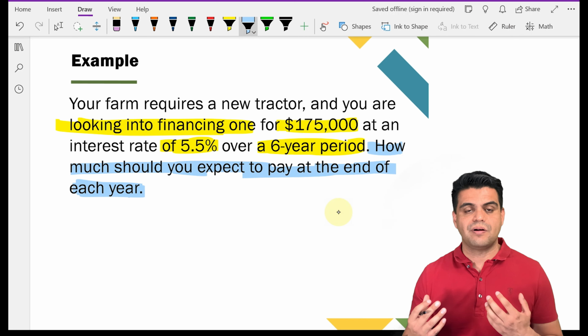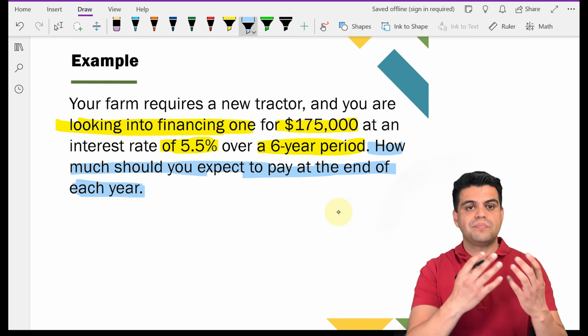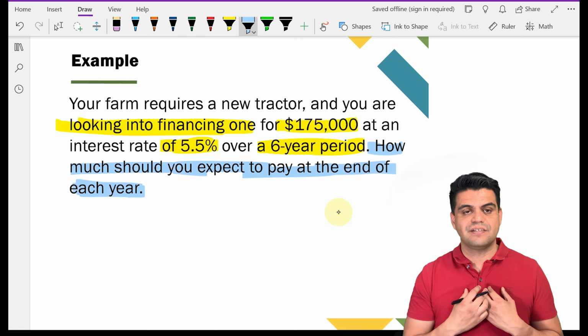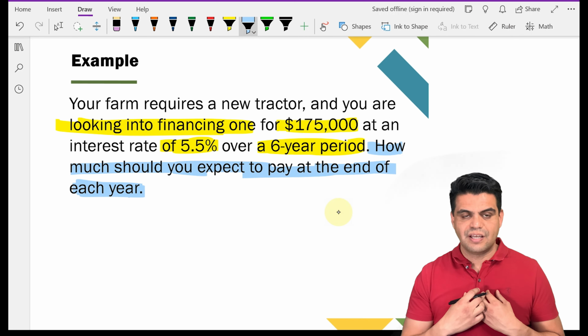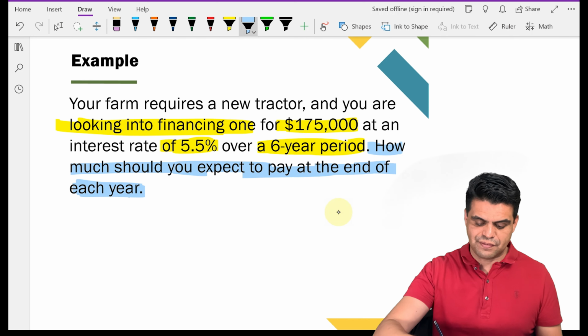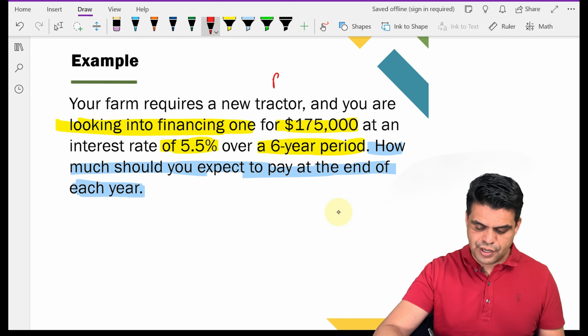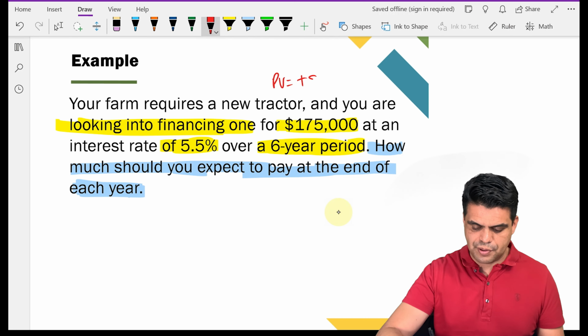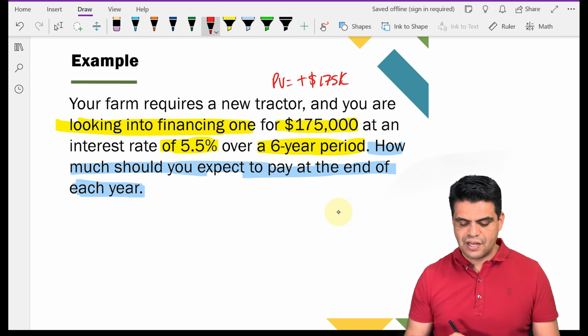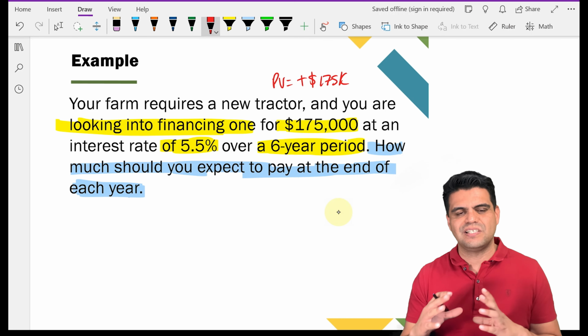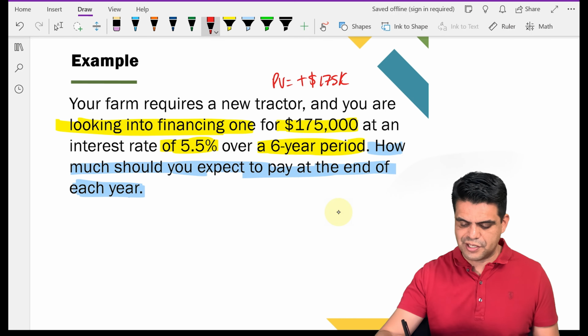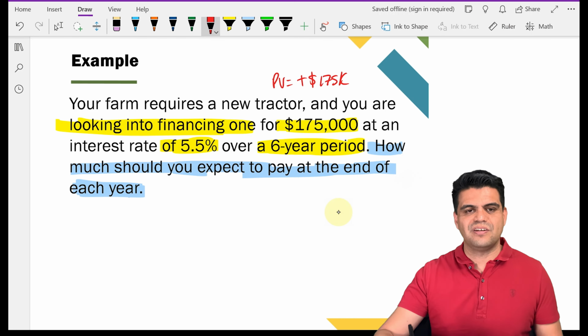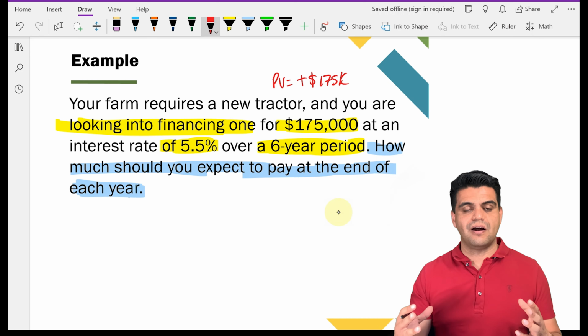And what did we say about borrowing? You're going to go to the bank, you're going to borrow money, right? That's coming to you, and you're going to have $175,000. So your present value is going to be a positive $175,000.